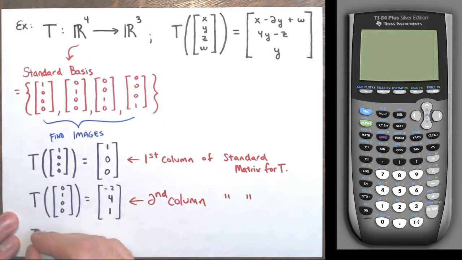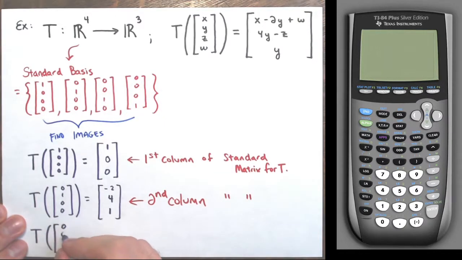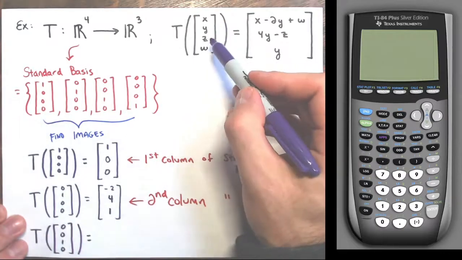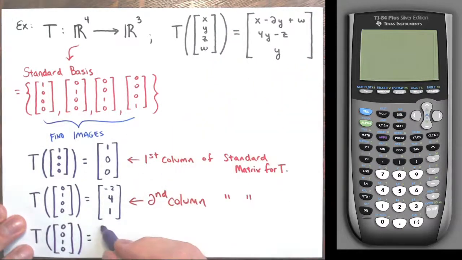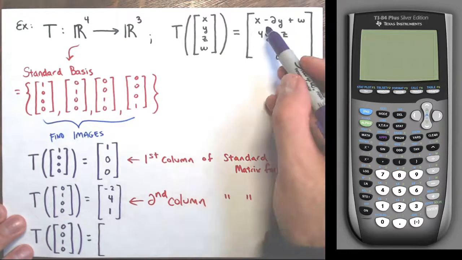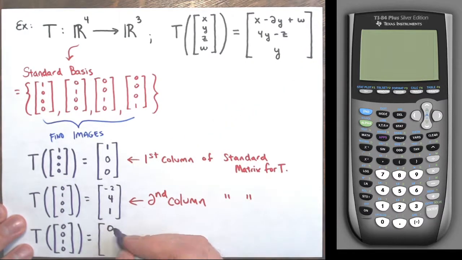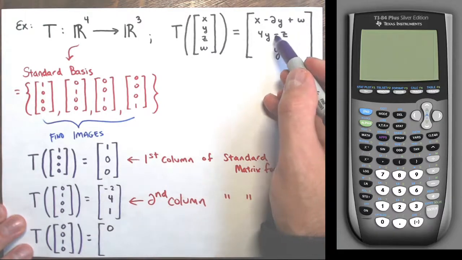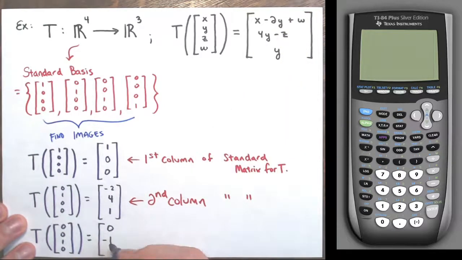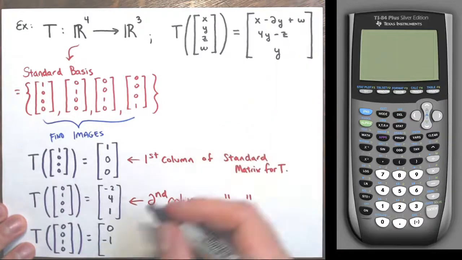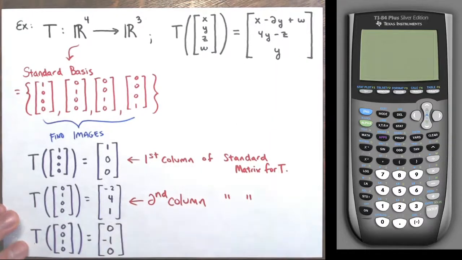All right, the image of the third standard basis vector, 0, 0, 1, 0. I'm replacing x with 0, y with 0, z with 1, and w with 0. In the first one, x, y, and w are all 0, so that's 0. Z is 1, so this will be 0 minus 1, negative 1, and then 0 down here. So here's the third column of the standard matrix for T.